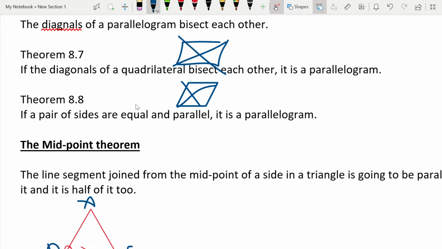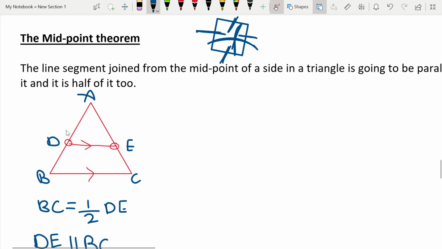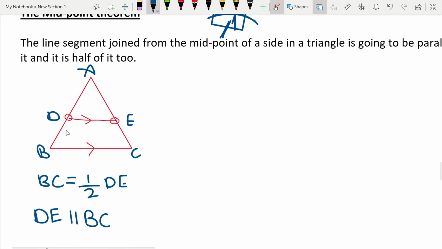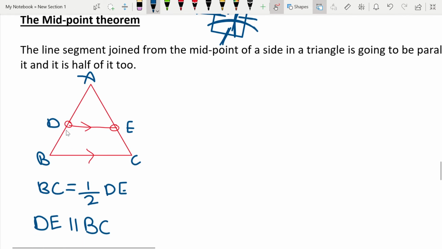So if this side is equal to this side, and these two are parallel, then it will be a parallelogram. Then the midpoint theorem. What's the midpoint theorem? The line segment joined from the midpoints of two sides in a triangle is going to be parallel, and it is going to be half of it too.